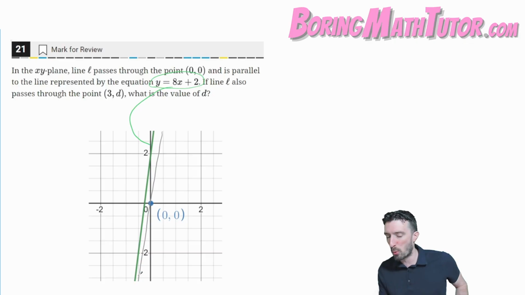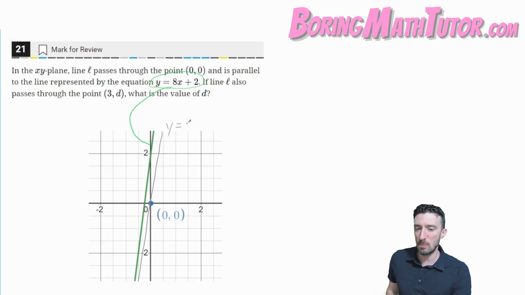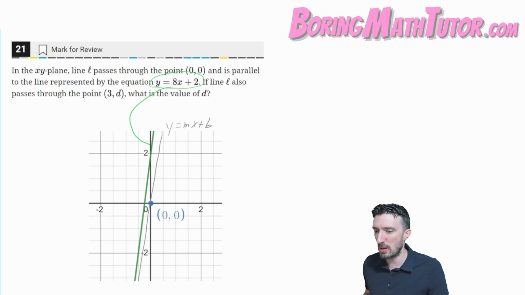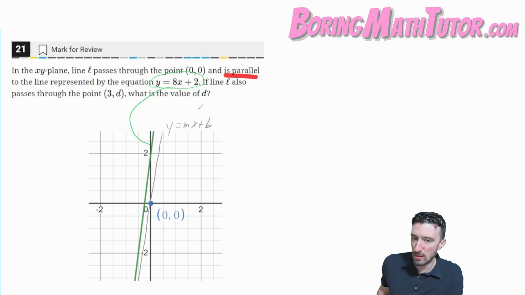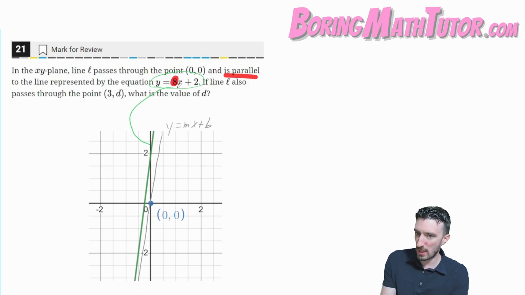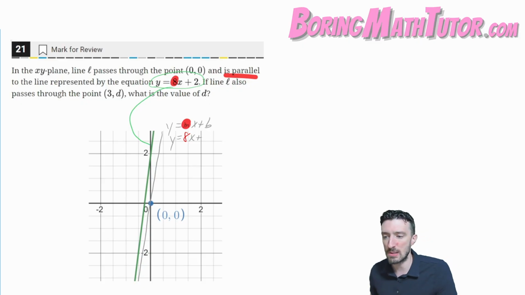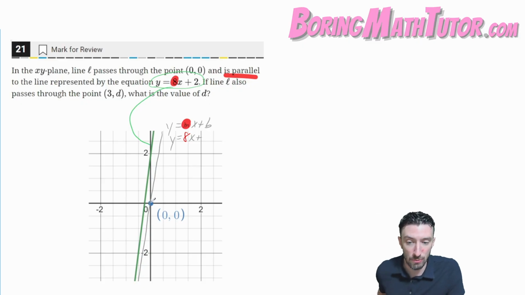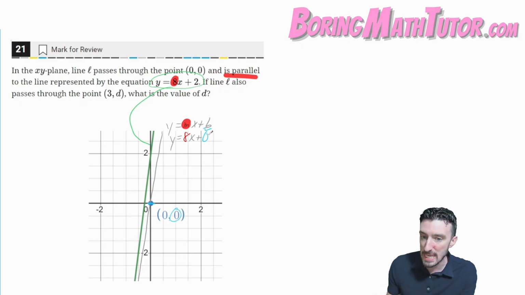Now, if I want the equation for that guy, it should also be in y equals mx plus b form. And the thing I have to know is that when lines are parallel, they're going to share the same slope. And the slope is the number in front of the x. It's the m. So that means I know that the slope of the other guy is going to have to be 8. So it's going to be 8x plus whatever the y-intercept is. And the y-intercept, well, where does it go through the y-axis? It goes through at 0. So that's my b.